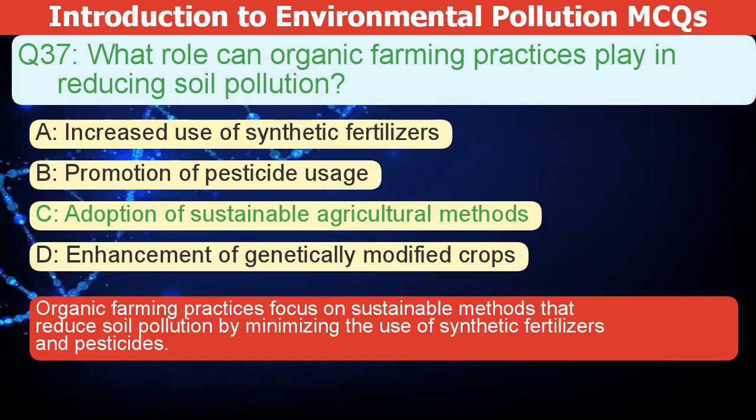The correct answer is C. Organic farming practices focus on sustainable methods that reduce soil pollution by minimizing the use of synthetic fertilizer and pesticide.